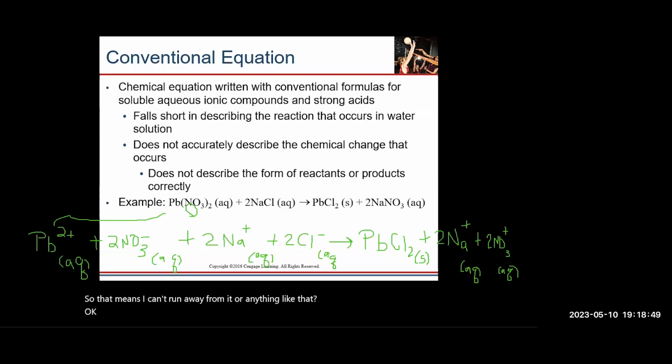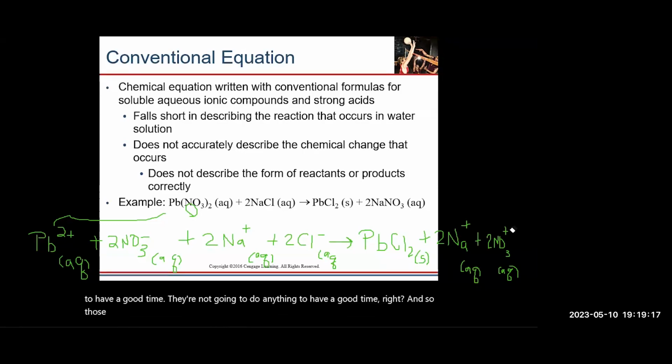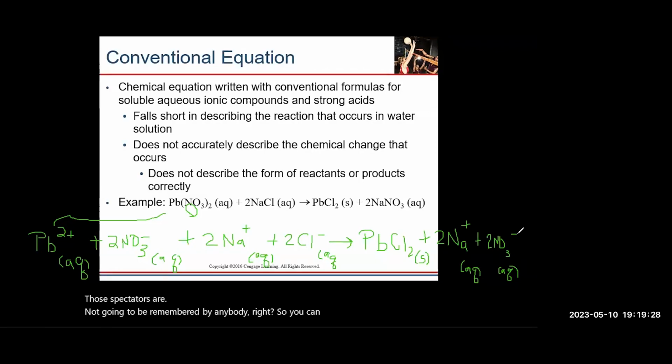Okay, so as I was saying, if you go to a party, there's always somebody who brings somebody to the party, right? And then they just stand on the wall. They don't interact with anybody. The other person is the one that interacts, and they end up hooking up with somebody else, or chatting with somebody else. The way you look at that person is they're a spectator. They just come there to watch other people have a good time. They're not going to do anything to have a good time, right? And so those spectators are not going to be remembered by anybody, right? So you're kind of getting rid of them.